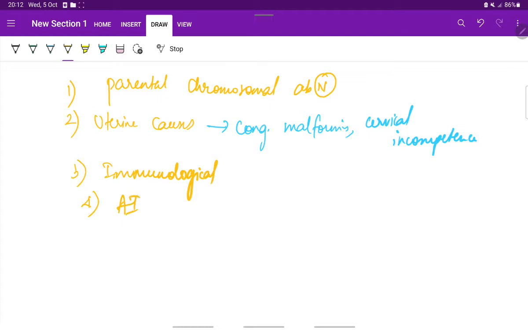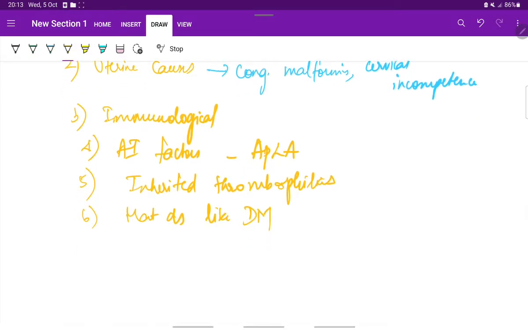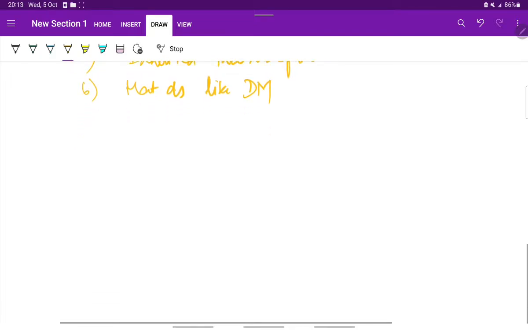The other etiologies will be the immunological factors, then the autoimmune factors, which include antiphospholipid antibody syndrome, APLA syndrome, or there can be any inherited thrombophilias, or maternal diseases like diabetes mellitus. These are all the possible etiologies for recurrent abortions or recurrent pregnancy losses.